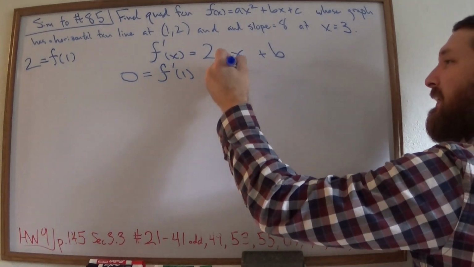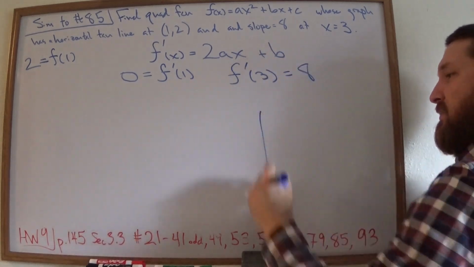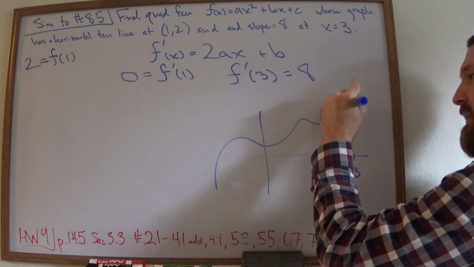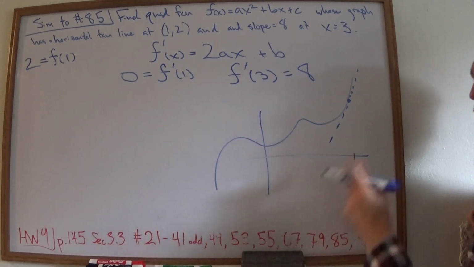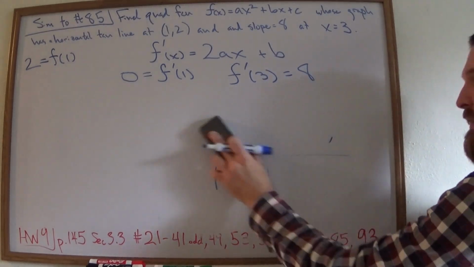of 3 equals 8. That is telling me that at 3 the slope is 8. In other words, you have some function, and when you plug in a 3, the slope of the tangent line there is equal to 8. Okay, so there are my 3 equations. I should be able to solve this.